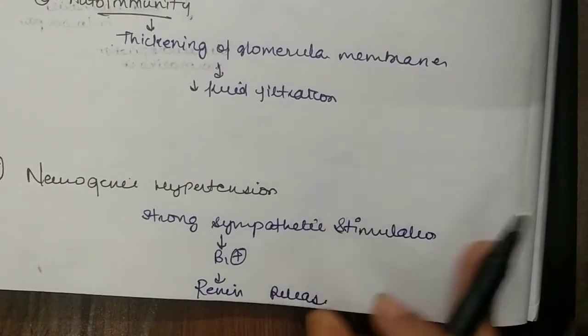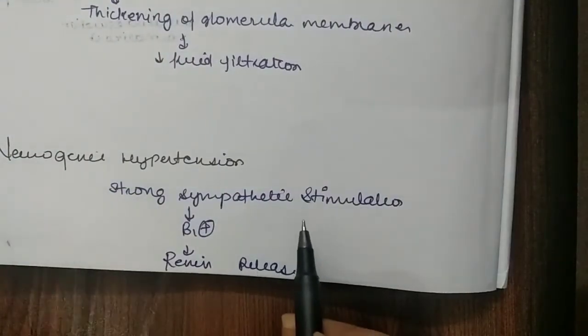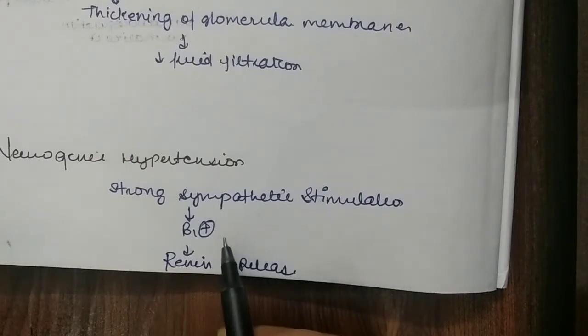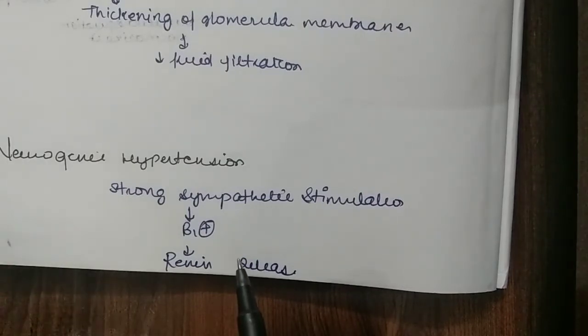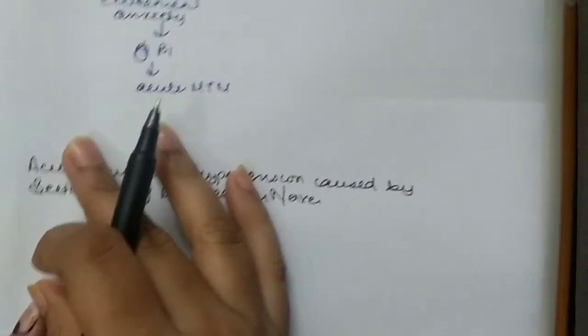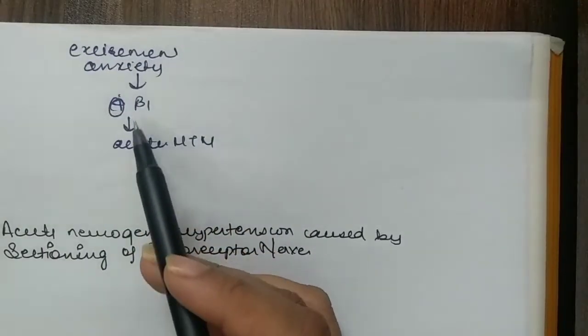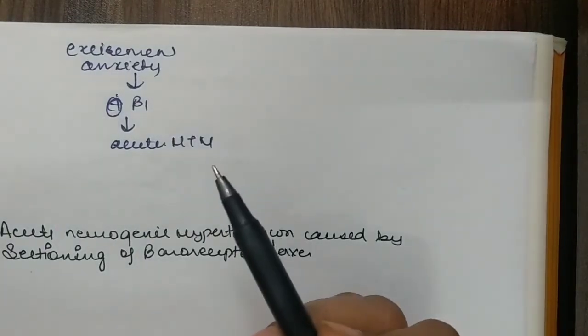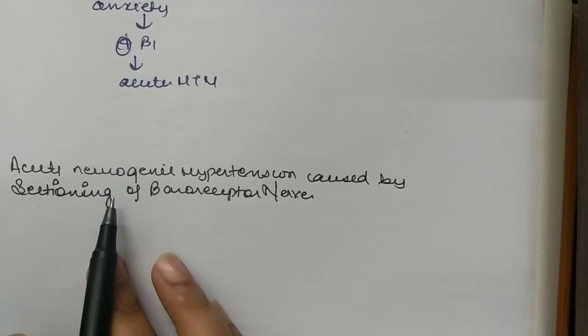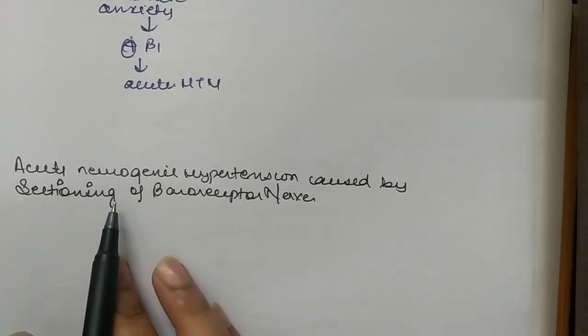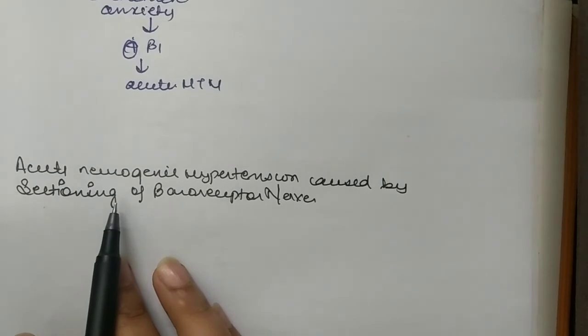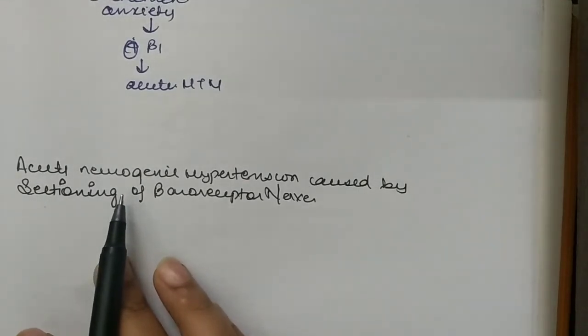Now the neurogenic hypertension, if strong sympathetic stimulation happens due to any reason, that will stimulate the beta 1 receptors on JG cells. As you remember, there are beta 1 receptors on JG cells, stimulation of which causes activation of the renin angiotensin aldosterone mechanism. So that will increase renin. If renin increases, you all know what happens. Exercise and anxiety stimulate beta 1, and there can be acute hypertension. Now acute hypertension caused by sectioning of baroreceptor nerves can also happen, just like neurogenic.